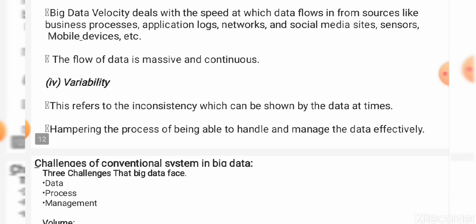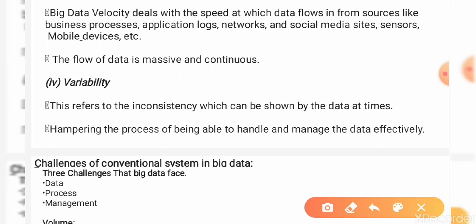Next one is variability. This refers to inconsistency of data, which can be shown by data at times, hampering the process of being able to handle and manage data effectively. These are the characteristics of big data.